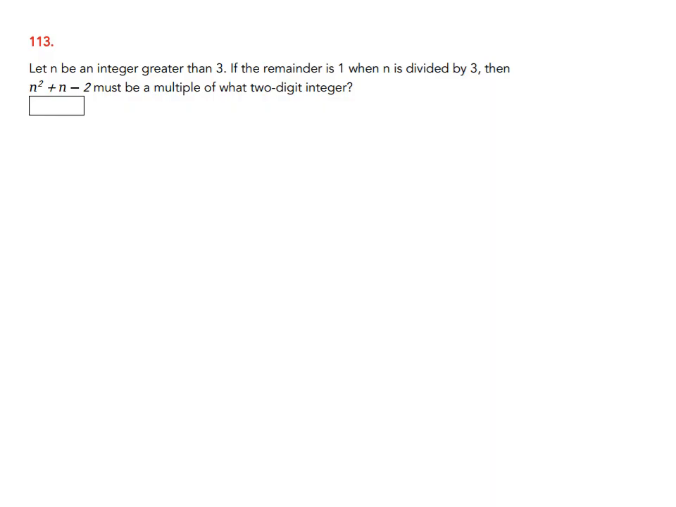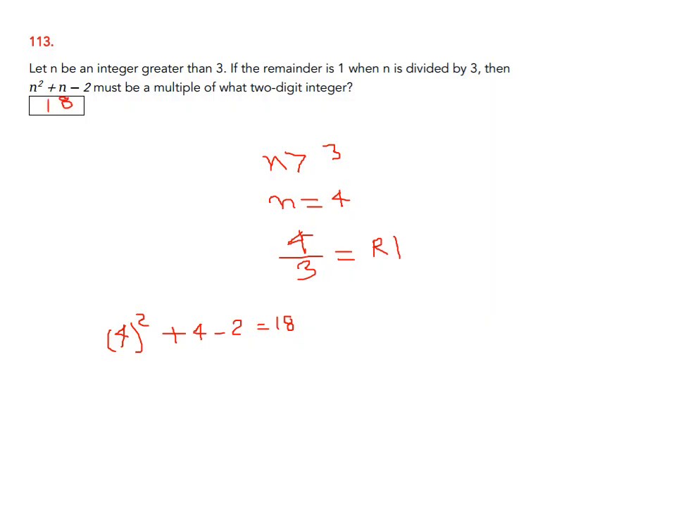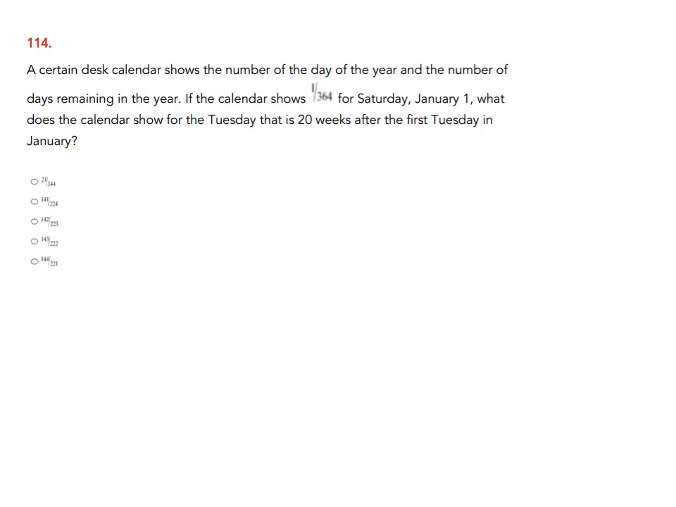So at first we need to find out what n is. So n is greater than 3. Let's say n equals 4, and we are given that the remainder is 1. So 4 divided by 3, we get the remainder 1. Now n is 4, so 4 square plus 4 minus 2. We set the equation n square plus n minus 2, and we get 18. So our answer is 18.